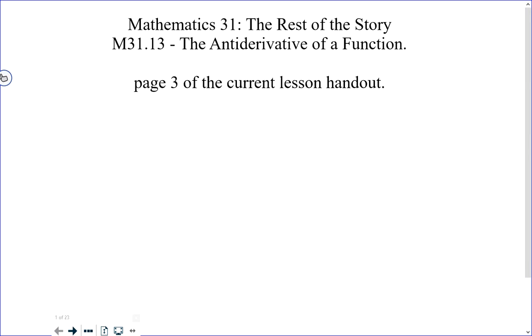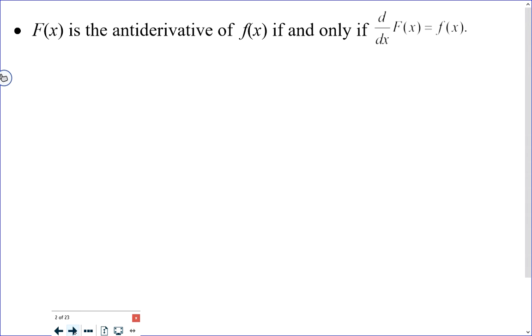What we're moving on with today is lesson 31.13, which is called the antiderivative of a function, and this can be found on page 3 of your current lesson handout. So I've already alluded to this and mentioned it in a couple of places. What we're doing from here on in is the opposite of what we've been doing to begin with. And in order to help you understand what that means, we have to introduce some new notation here.